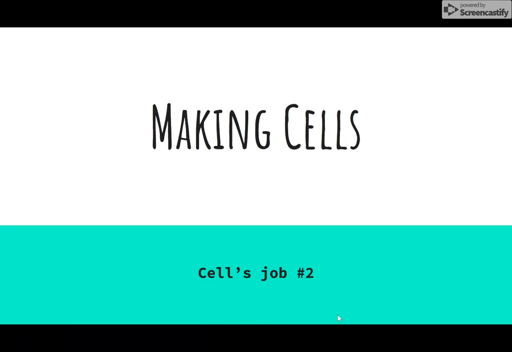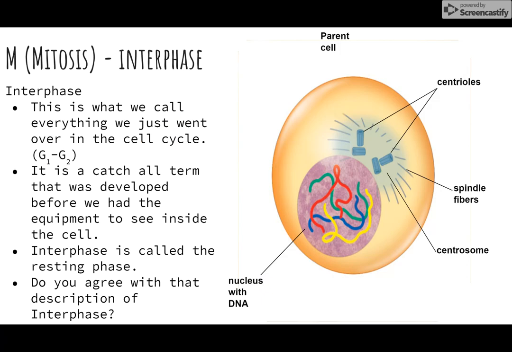So, our video for today is all about how cells make more cells. That is a cell's second job, to be able to reproduce themselves and make more cells. So, when we're talking about cell division, which is how cells make more copies of themselves, we call that process of cell division mitosis. And before we get into mitosis, we have a phase called interphase.